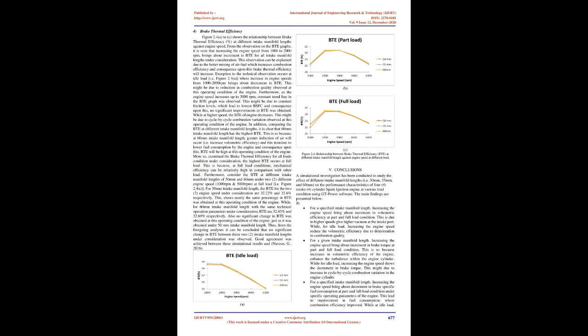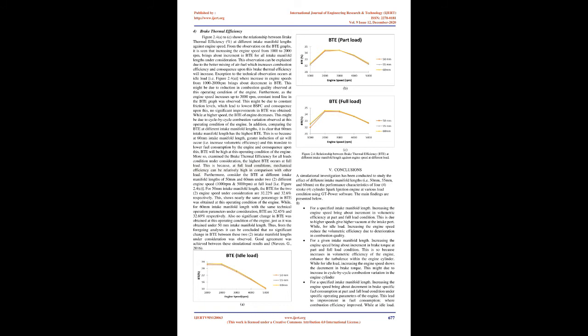Furthermore, as the engine speed increases up to 3000 rpm, a constant trend line in the BTE graph was observed. This might be due to constant friction levels, which lead to the lowest BSFC, and consequently no significant improvement in BTE was obtained. While at higher speed, the BTE of the engine decreases. This might be due to cycle-by-cycle combustion variation observed at this operating condition of the engine.